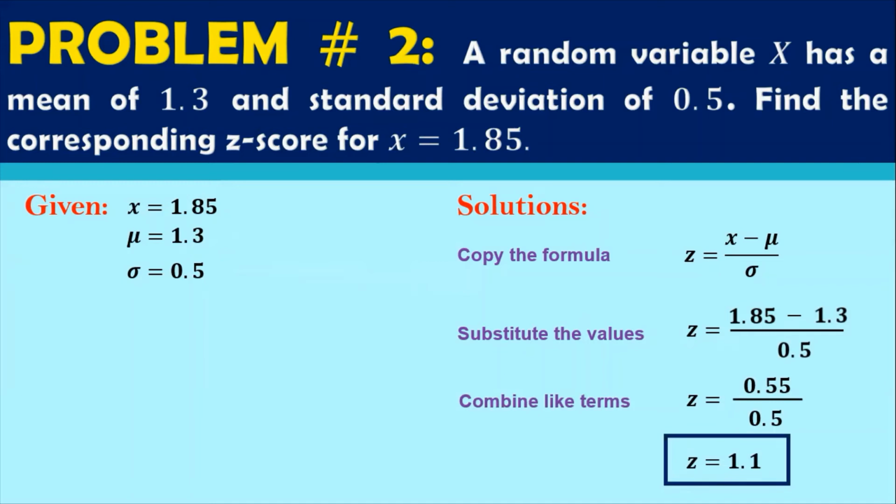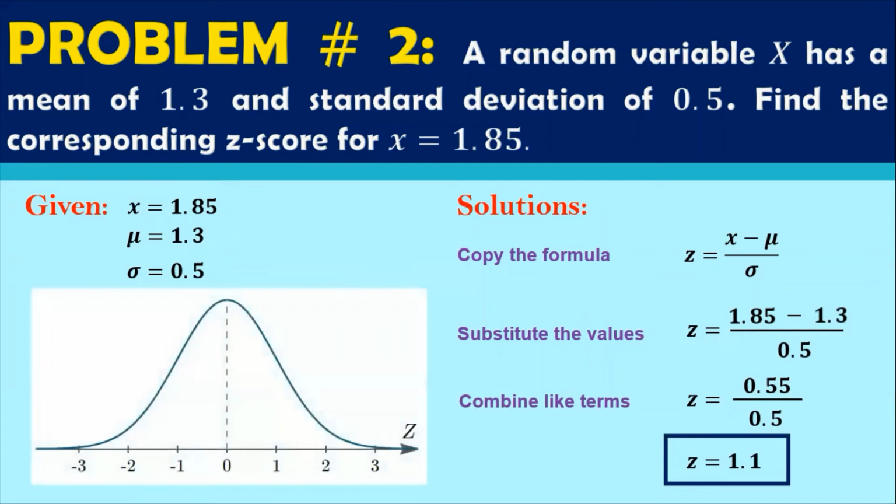Next is to plot our z-score 1.1 in the normal curve. So 1.1 is located somewhere here. If we are going to shade the portion under the normal curve, it is in between 0 up to the given z-score, which is 1.1. So the shaded portion is this one.